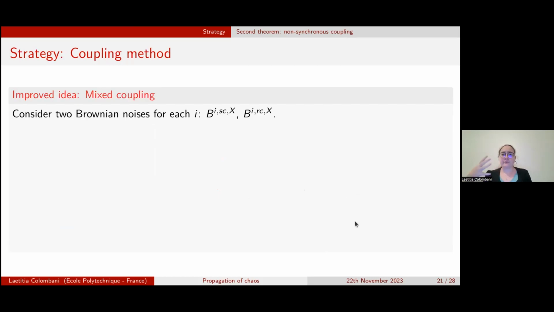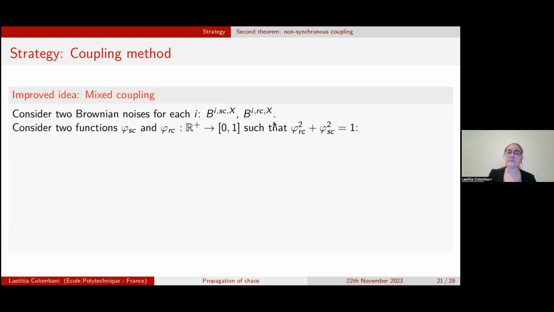So how do we do that in practice? We will have two Brownian noises: a Brownian noise synchronous, SC, and with reflection, RC. We will have two functions, phi synchronous and phi reflection, and we have some properties to be sure that we obtain a good Brownian motion after.